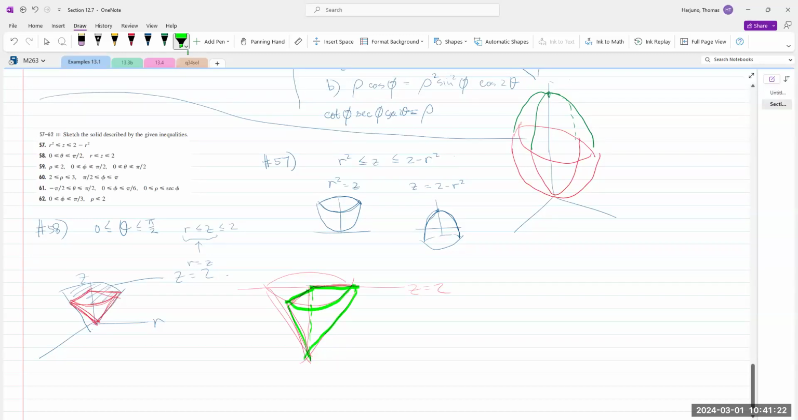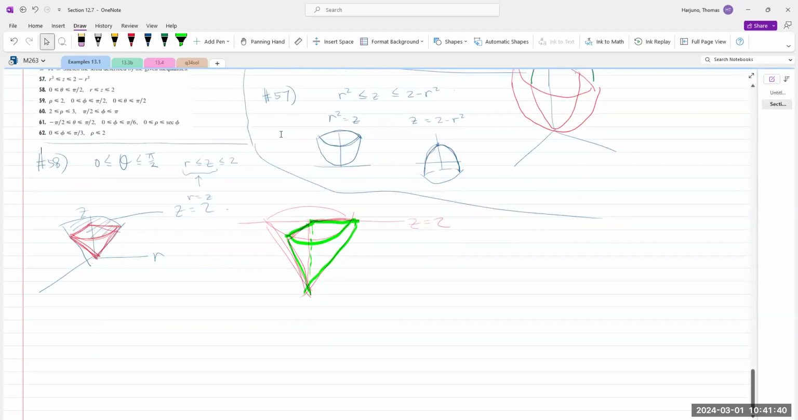Okay, that's for number 58. To visualize, that is the hard one though. Now, if you don't practice sketching the graph, then you will have a harder time. I know my sketch is not good, but we will need this later on, especially when we do triple integrals. Okay, number 59.